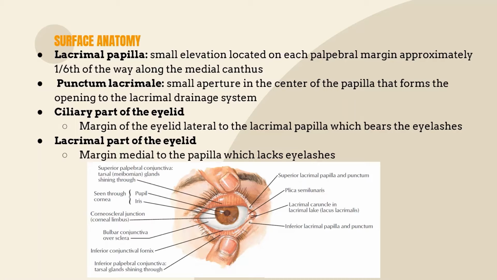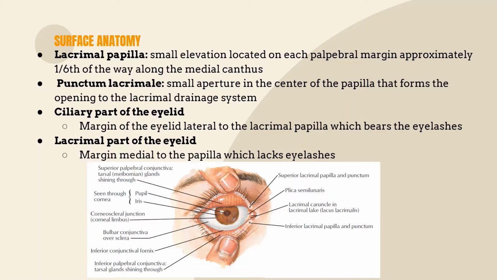The picture on the bottom will show the superior lacrimal papilla here and the inferior lacrimal papilla. They are small elevations located on each palpebral margin approximately 1/6 of the way along the medial canthus. The punctum lacrimale is a small aperture in the center of the papilla that forms the opening to the lacrimal drainage system.